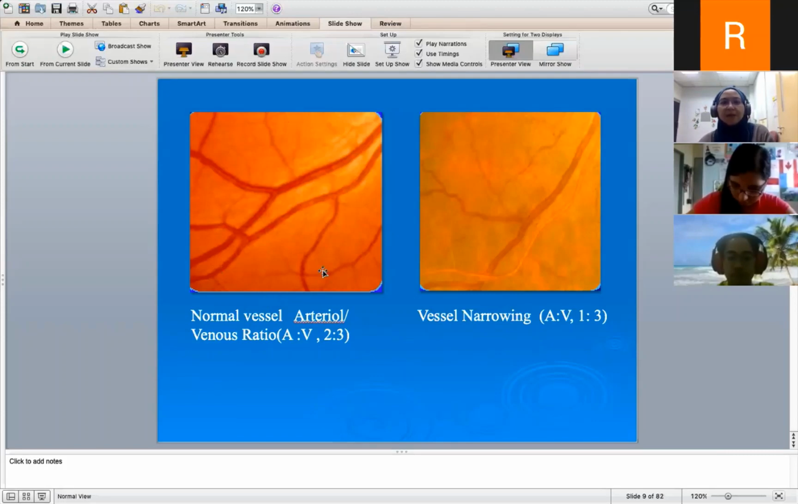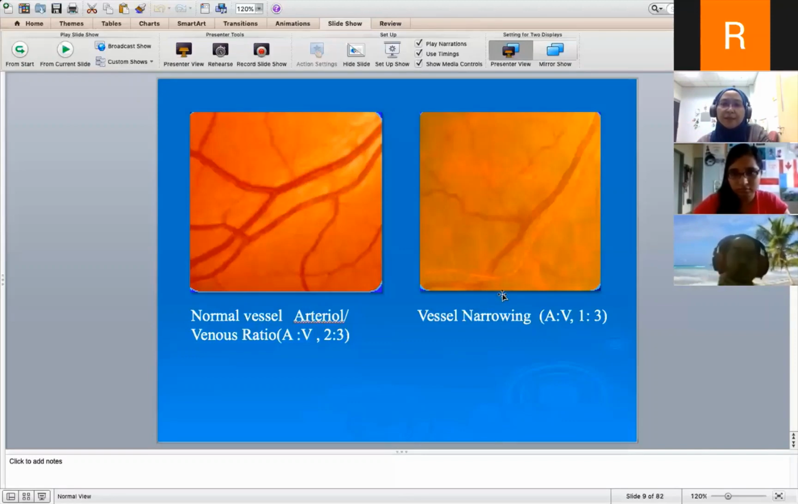Now, when you have damage, the blood vessel will be narrowing. The moment you get narrowing, you get hardening of the blood vessel, and you start to see copper wiring and silver wiring. Copper wiring and silver wiring are difficult to differentiate, but at your level, being able to diagnose silver wiring is enough. You don't really have to differentiate, oh, this is copper, this is silver. Usually it starts with copper first, and after that it goes to silver. Why do you get the silver wiring? Actually the blood vessel itself is not white, but because of the reflection of light from your fundoscopy ophthalmoscope, you get that reflection at the tip of the blood vessel.